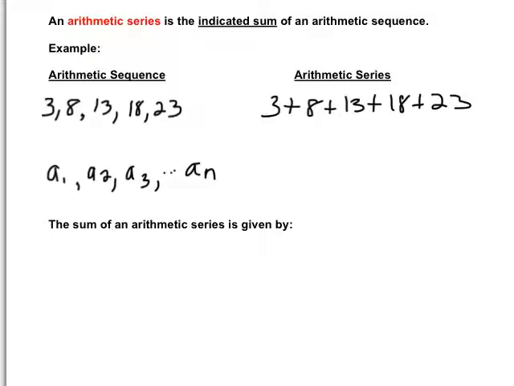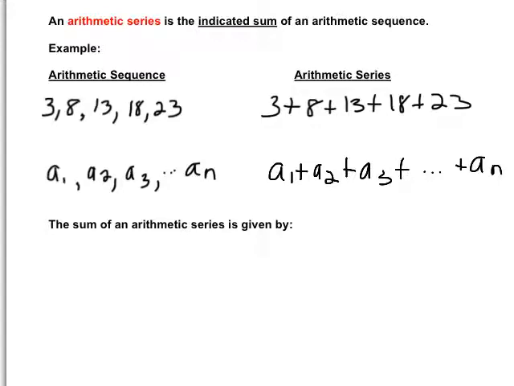This is an indicated sum. And we can do this generically. If I have a generic arithmetic sequence, then the arithmetic series is a sub 1 plus a sub 2 plus a sub 3 plus, the pattern goes on to the nth term. So that's a series. An arithmetic series is the indicated sum. Now if we actually wanted to calculate the sum, we have 2 formulas we can work with. And depending on what we have will determine the choice of formula that we use.